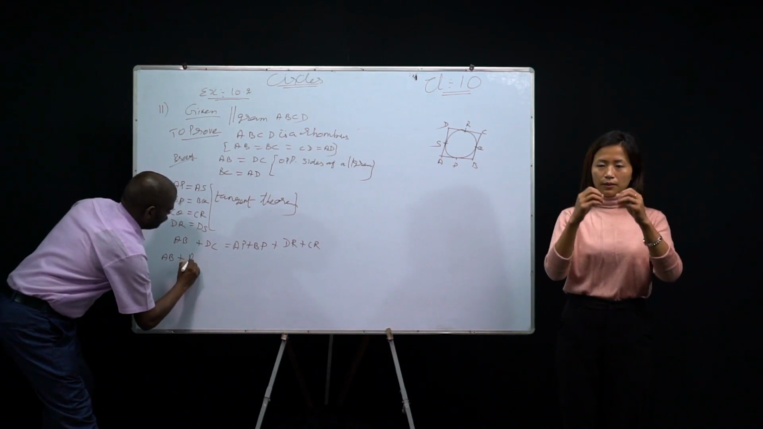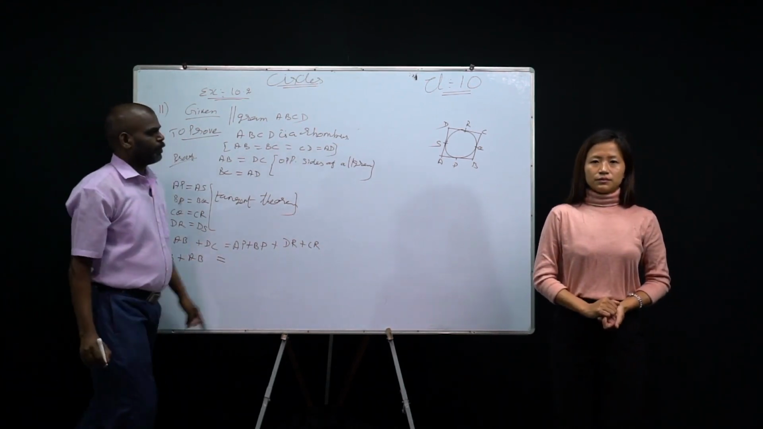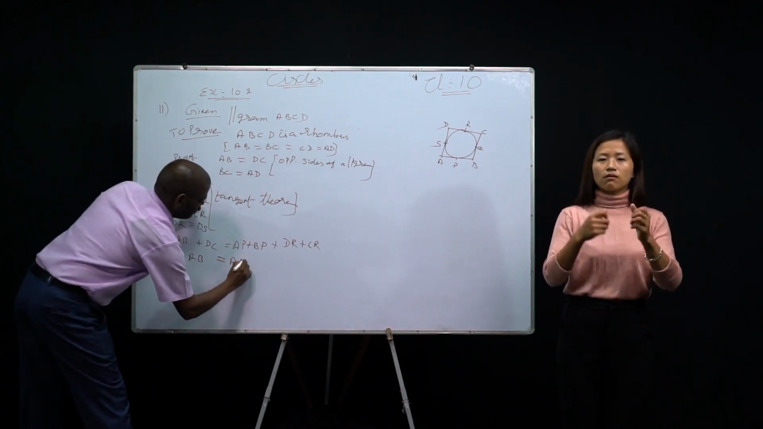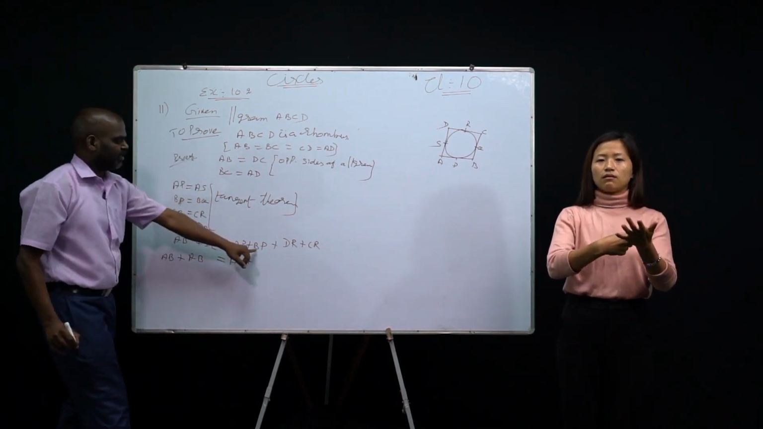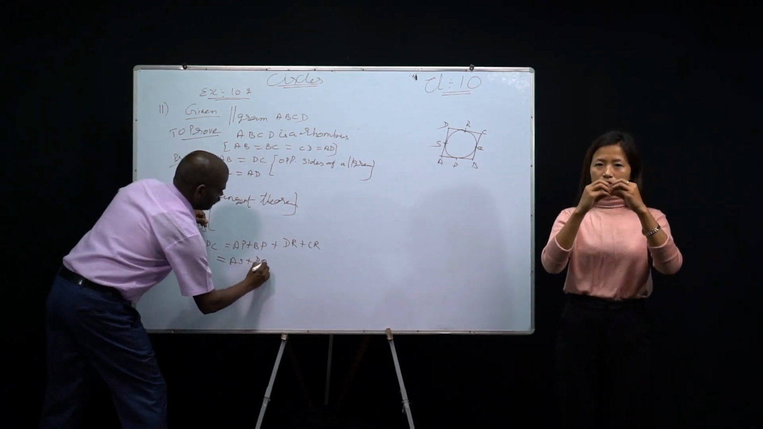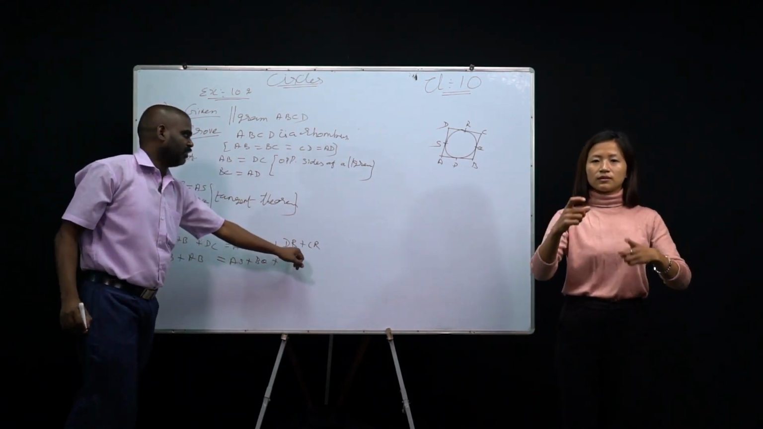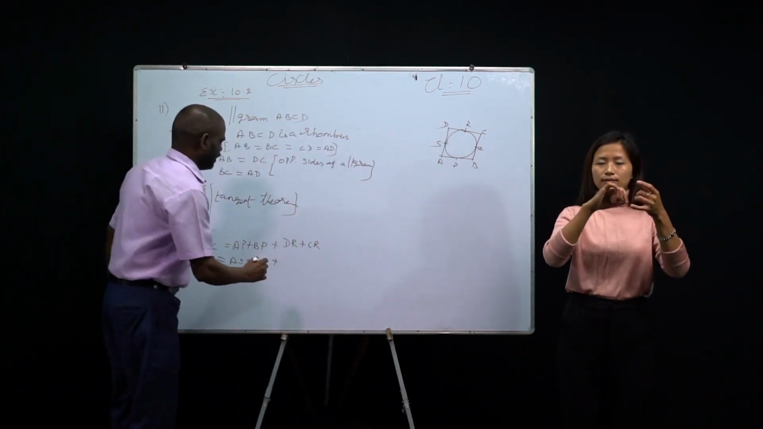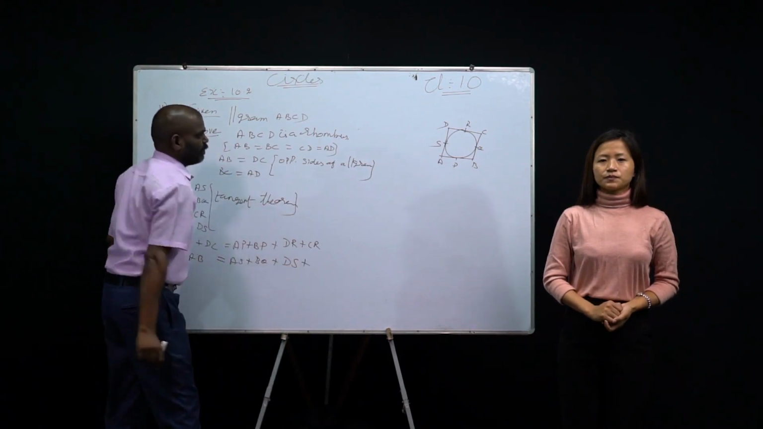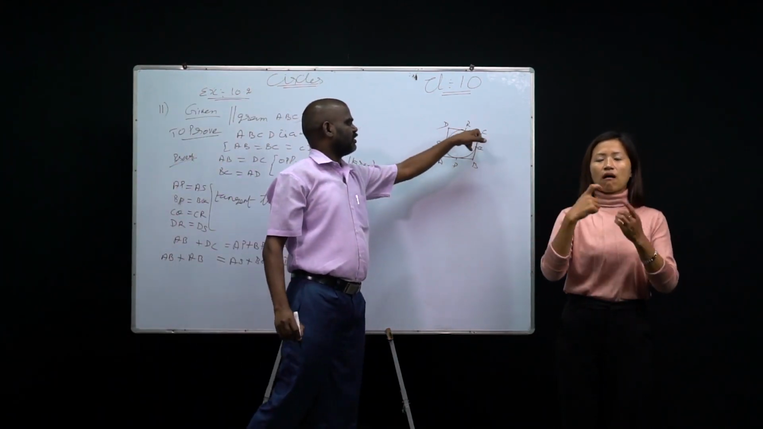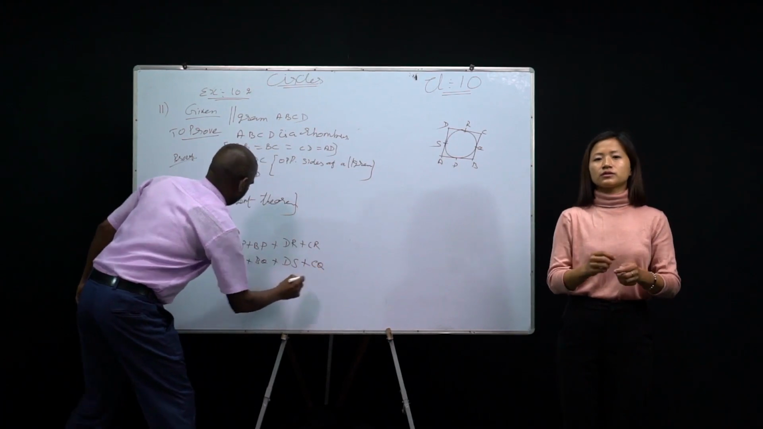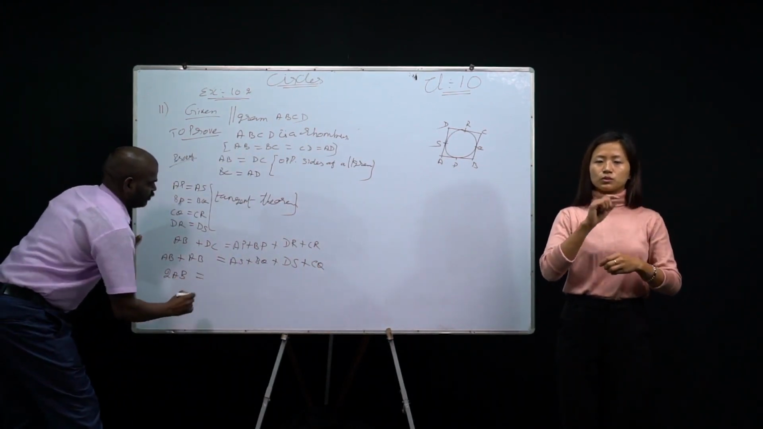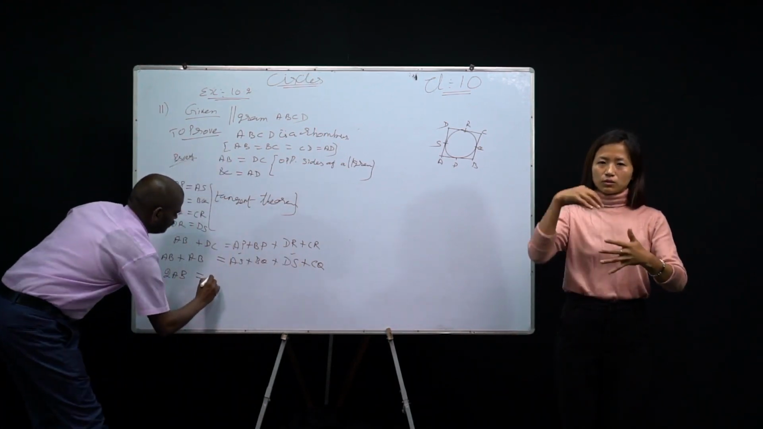AB. Next, AP. In place of AP, what can you write? AS. In place of BP, what can you write? BQ. Next, in place of DR, DR is equal to DS, right? DR and DS are equal, so DS. In place of CR, what can you write? CQ. One AB plus one AB, 2 AB. Yes, all put together.